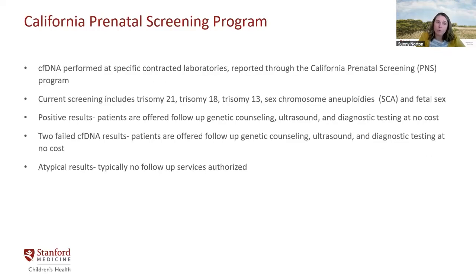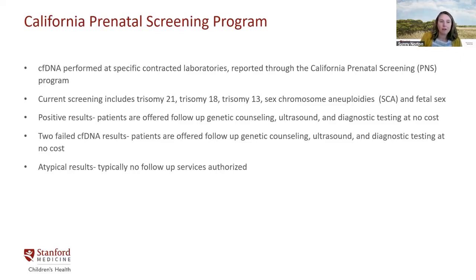In California, we have the California Prenatal Screening Program through the California Department of Public Health, and they offer cell-free DNA through specific contracted laboratories, screening for certain conditions. So trisomy 21, 18, 13, and sex chromosome aneuploidies, and they can provide fetal sex as well. For any positive results, patients are offered follow-up, like I mentioned previously, at one of our clinics, a perinatal diagnostic center, and that follow-up is not charged to the patient or their insurance. It's paid for by the public health department.